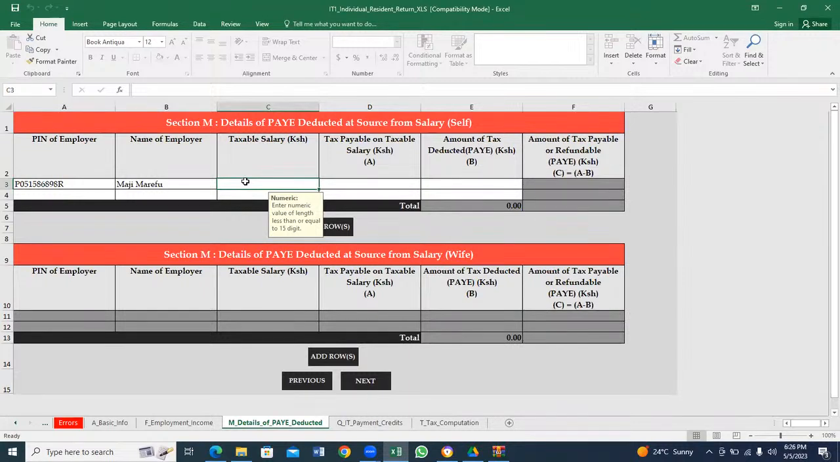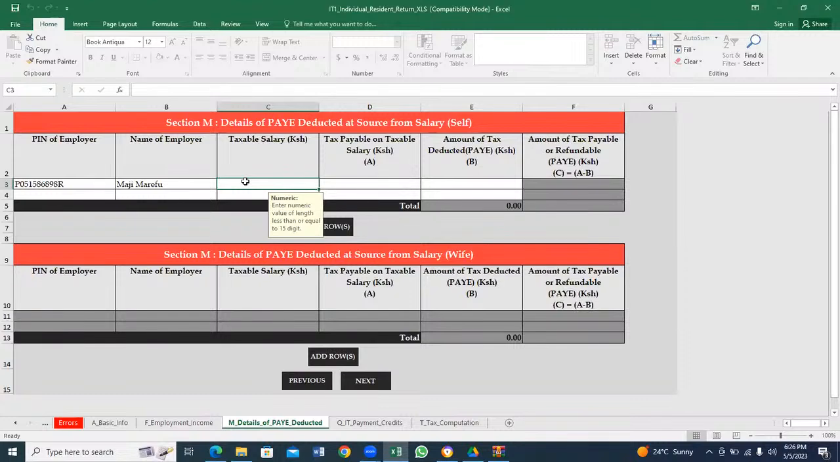How much is the taxable salary? Assuming no mortgage, assuming no insurance relief, assuming no NHIF relief. Assuming nothing. This person's salary has just been taxed like that. How much would be the taxable salary assuming no mortgage?